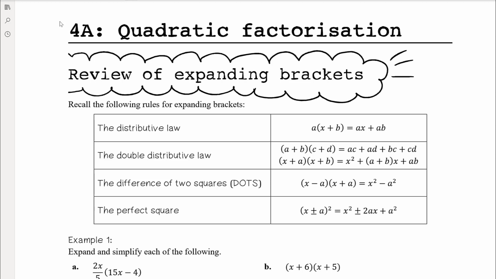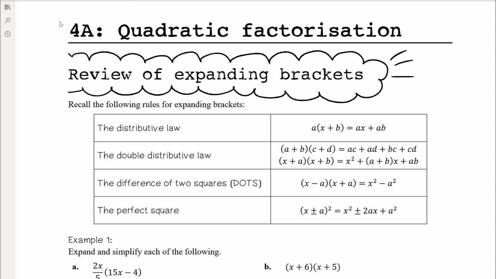Okay, so this is our first video in our topic on quadratic algebra, and we really just want to spend a little moment reviewing our expansion of brackets. We looked at this in detail in topic 1 back at the start of term 1. So I just want to quickly go through some of those things and give you the opportunity to get some practice in before we continue on with the topic next week.